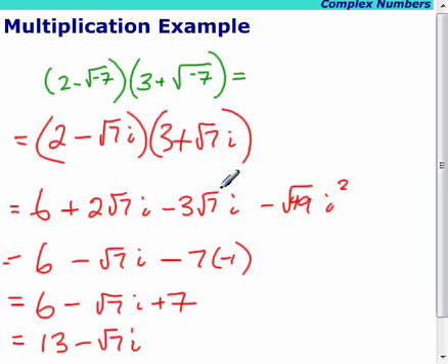A little bit of multiplication in there. Key thing, anytime I've got a negative radicand, convert that to the I form first, then go ahead and multiply.